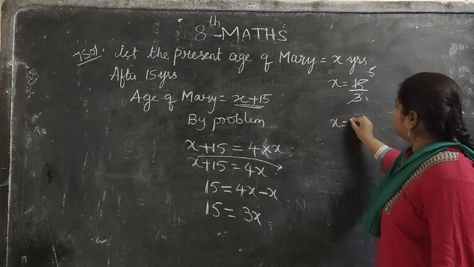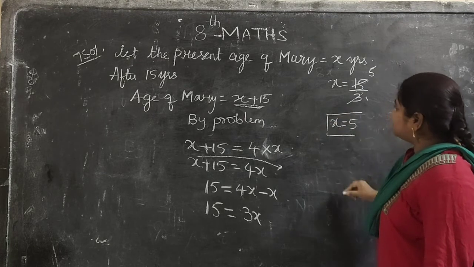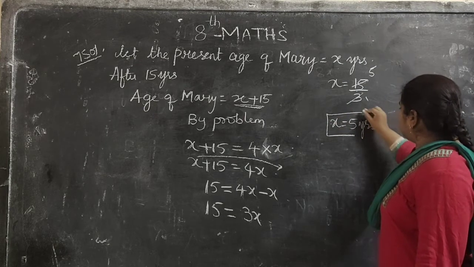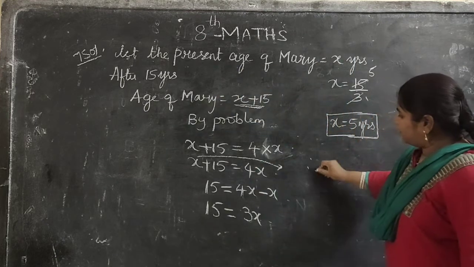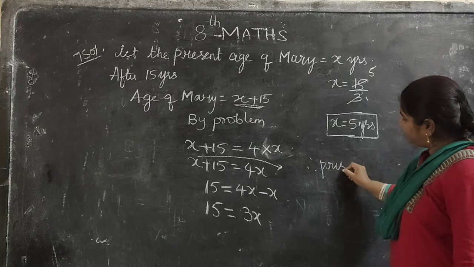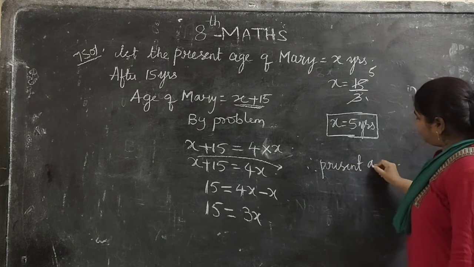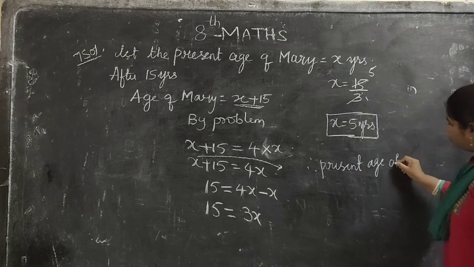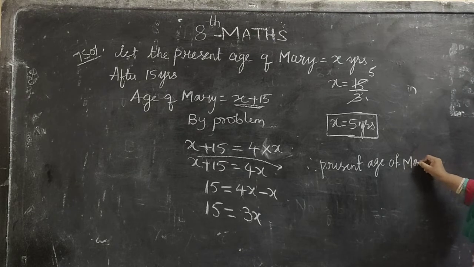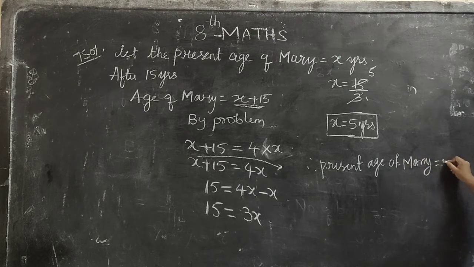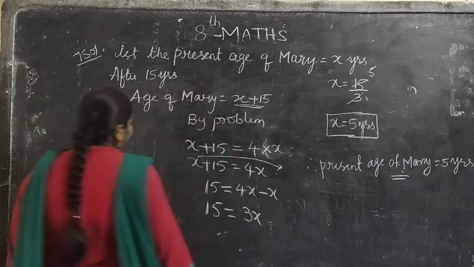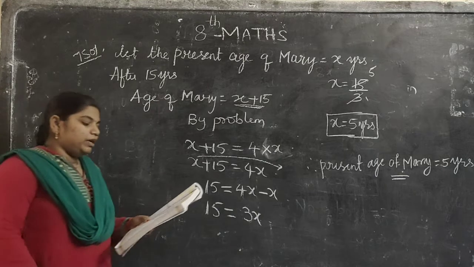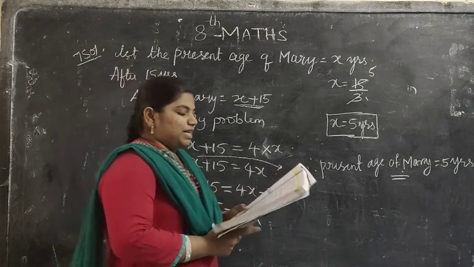So what is the x value? You got it as x is 5 years. So x is nothing but the present age. So therefore present age of Mary is equals to 5 years. So once again you see, after 15 years Mary's age will be 4 times of her present age.